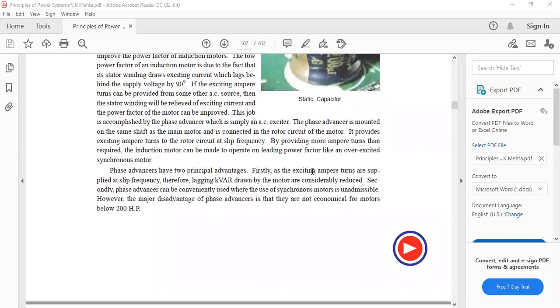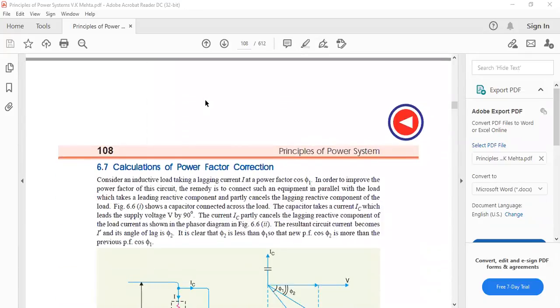In the previous class, we discussed what is meant by power factor, the methods to improve the power factor, and the causes of low power factor. In today's session, we are going to discuss the calculations regarding power factor improvement and correction.